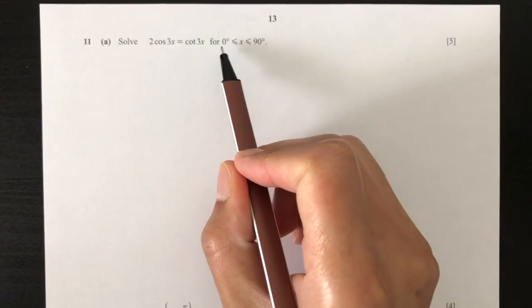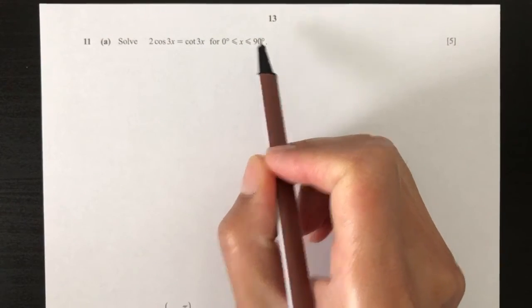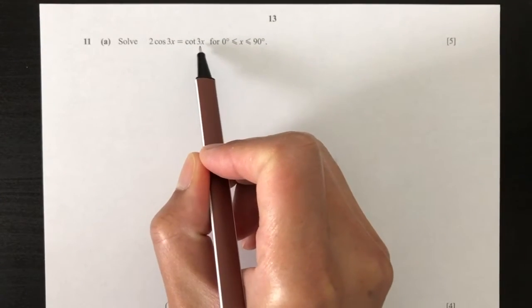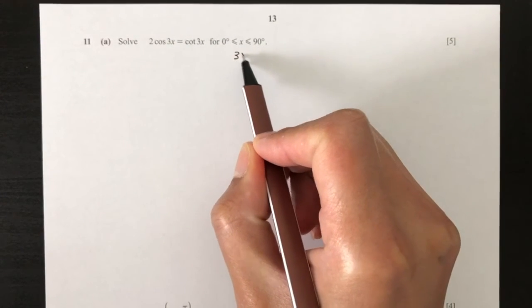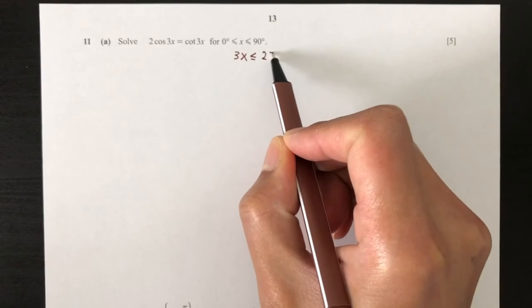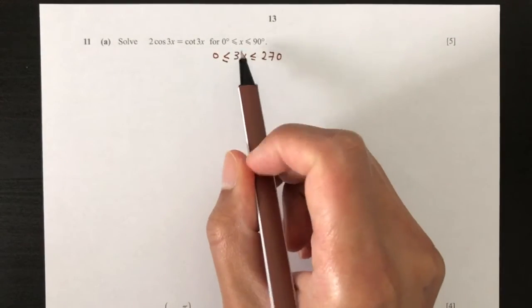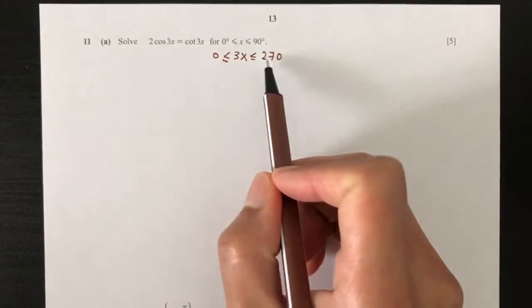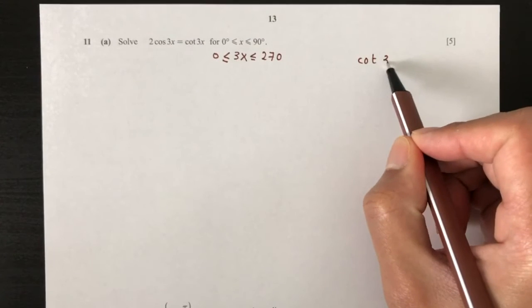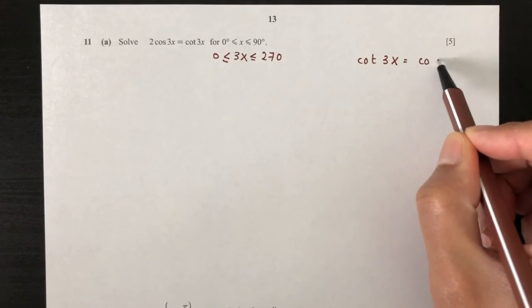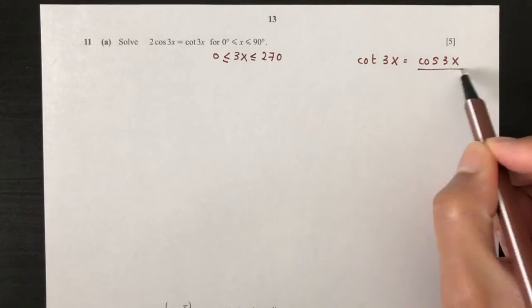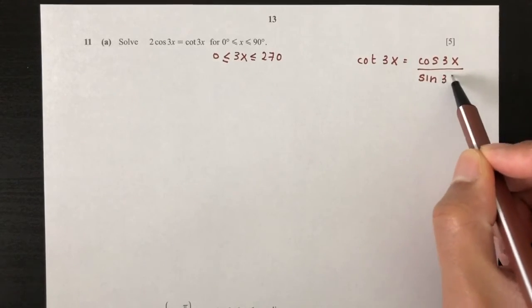Question number 11, solve this equation for x between 0 and 90. So now you see we have 3x, which means 3x will be between 0 and 270. So just remember that for now. Now, what is cot? You would say cot 3x is equal to cos 3x over sine 3x.